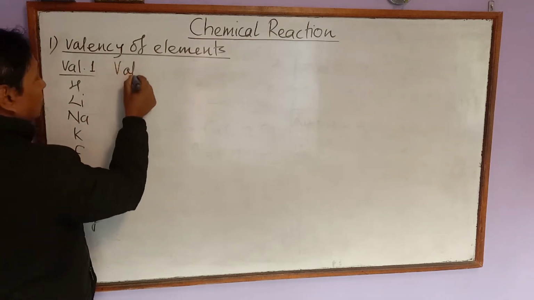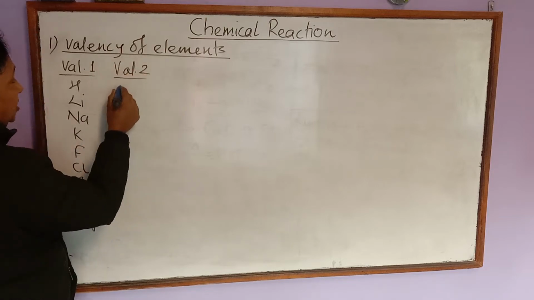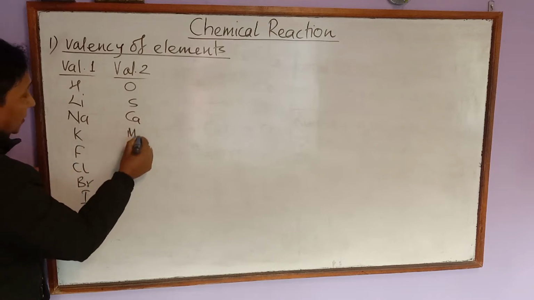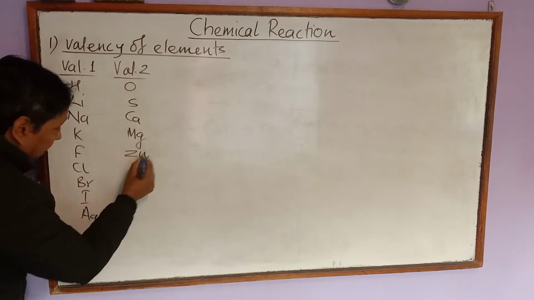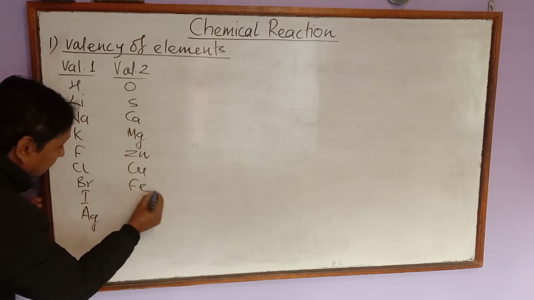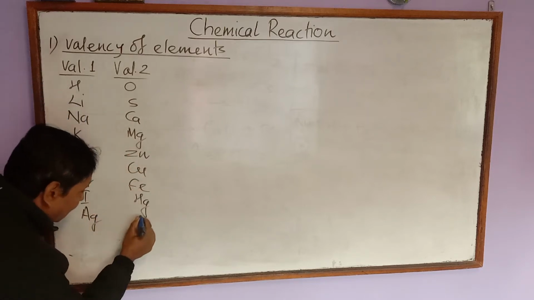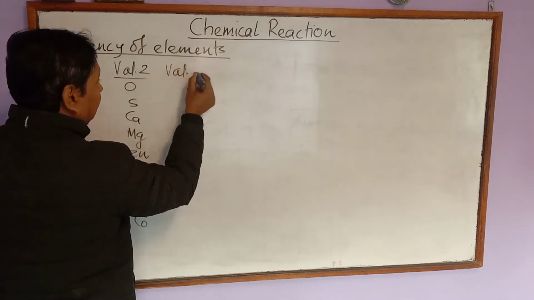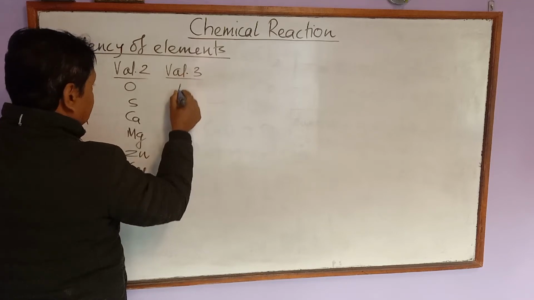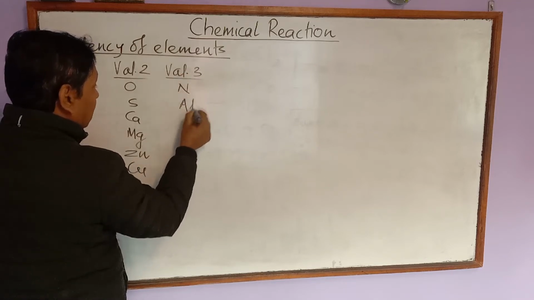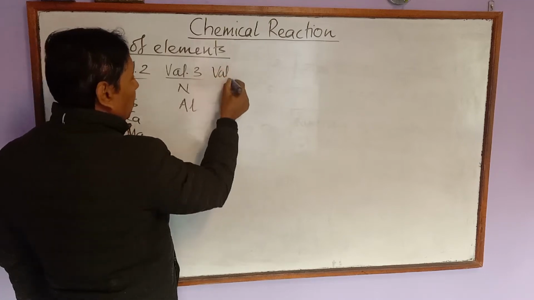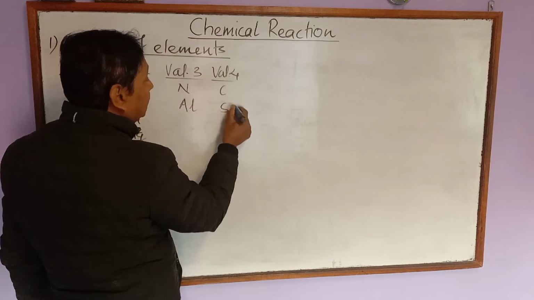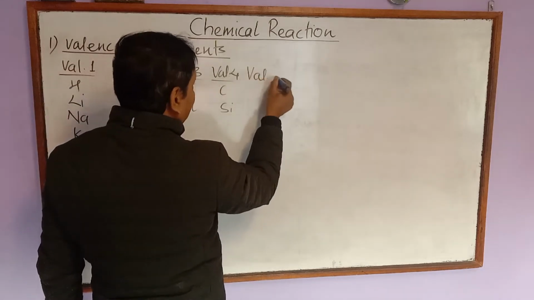Then valency 2, the elements having valency 2, you have to remember: oxygen, sulfur, calcium, magnesium, zinc, copper, iron, mercury, cobalt. These are a few. Number 3, valency 3: this is nitrogen and aluminium. You have to remember these two. And valency 4: the elements having valency 4 are carbon, silicon.